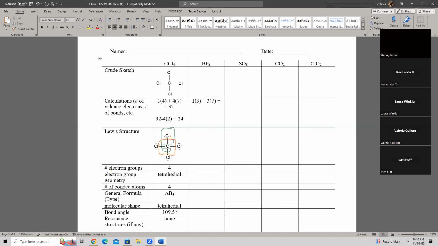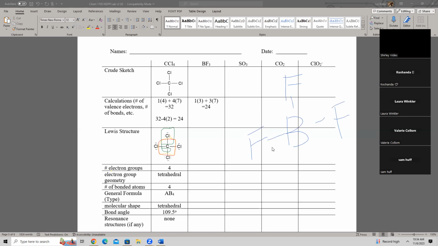Equals. So 21 plus 3 is 24, correct? All right, so we draw our bonds. I can't do them small like that, so I'm going to have to do them really big. You guys can put them in small if you want, but I'm going to do them really big. So I'm going to do them in blue. Okay, so boron, and then we have fluorines, right?